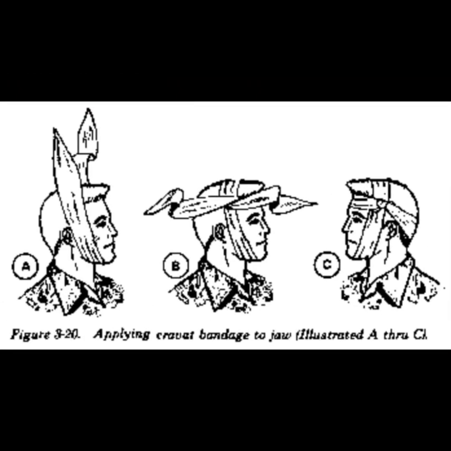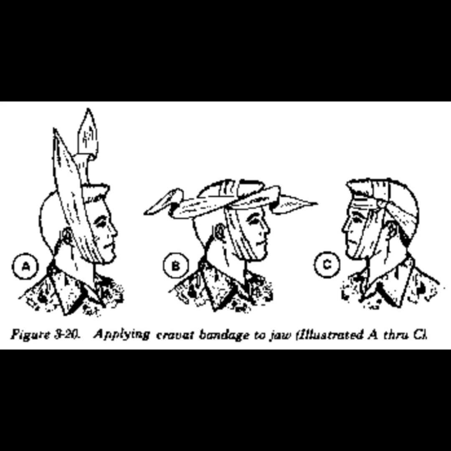Jaw bandage. Before applying a bandage to a casualty's jaw, remove all foreign materials from the casualty's mouth. If the casualty is unconscious, check for obstruction in the airway. When applying the bandage, allow the jaw enough freedom to permit passage of air and drainage from the mouth.